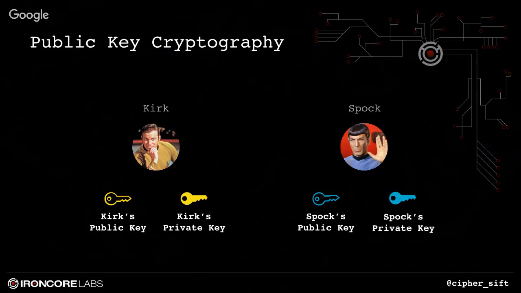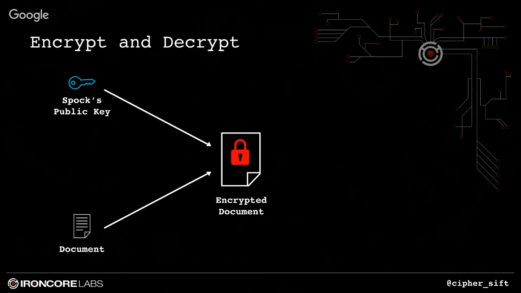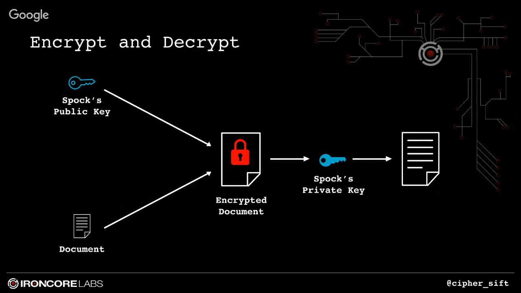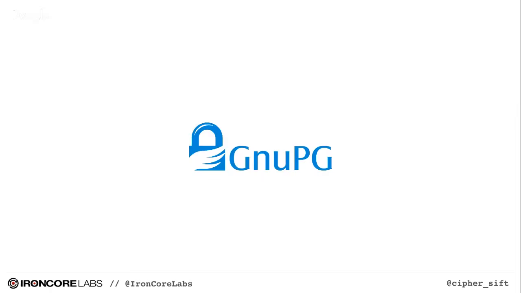Basically, every user in our system has a public and private key, okay? Now, in order to encrypt a document to a user, we use the public key of the user plus a document, and then we get an encrypted document. Then we use the private key to decrypt that document later. And there's a mathematical relationship between the private and public key. Cool? All right. So for most of you, this might sound like GnuPG, right?